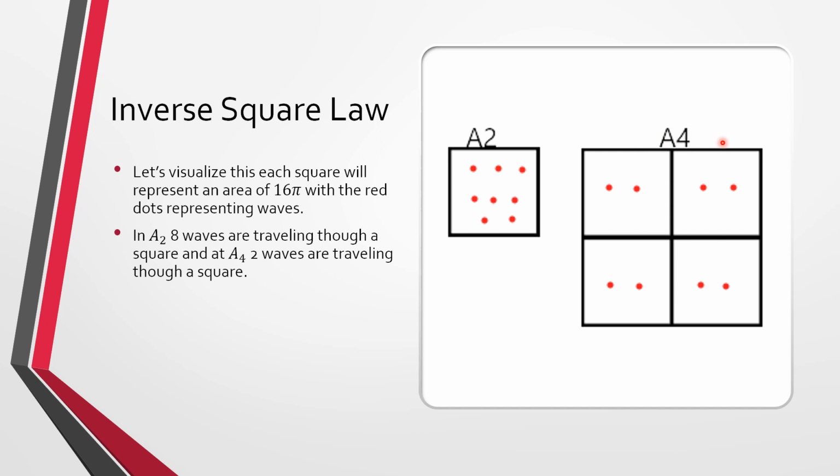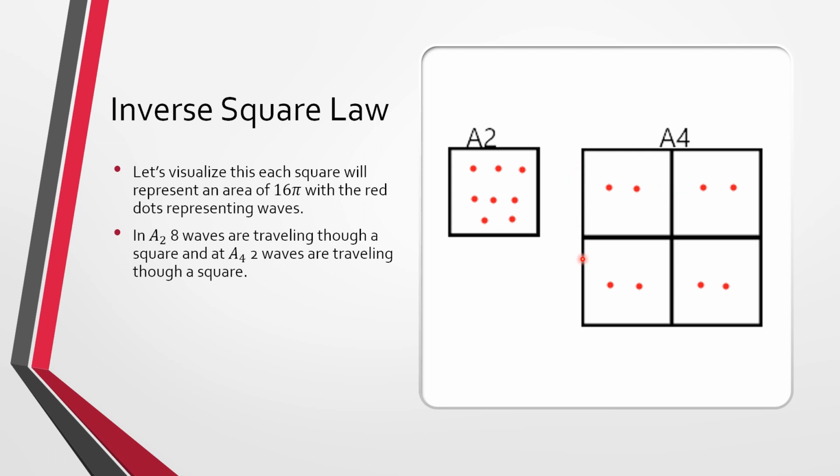Now if we go to 4 back, we can see that there's 2 waves. There's still the 8 waves being produced by the source. There's still the same amount of waves being produced by the source, but now it's spread out over a larger area just by moving farther back.